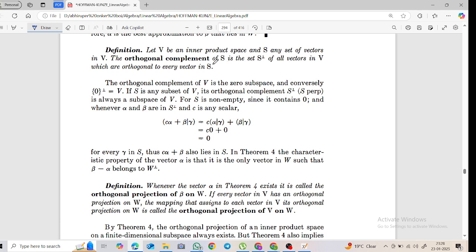Now for this, they are taking S is any set. Observe, S is any set. They are defining an orthogonal complement of any set. I request you guys to read this. I mean till this. Please read this.